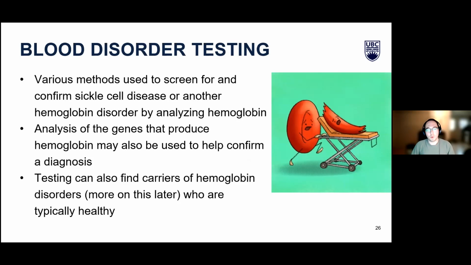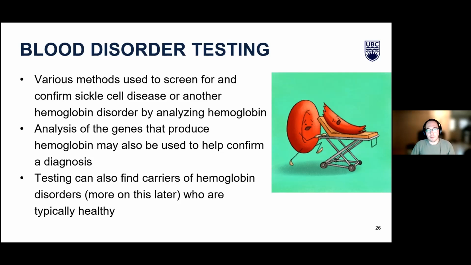For the blood disorder testing, I'm not going to go into it very much. There's various methods that are used to screen for and then confirm these disorders such as sickle cell disease. But essentially what all of the different methods are doing is just trying to analyze the hemoglobin and ascertain what's wrong with the hemoglobin, or if there's something wrong with the hemoglobin.